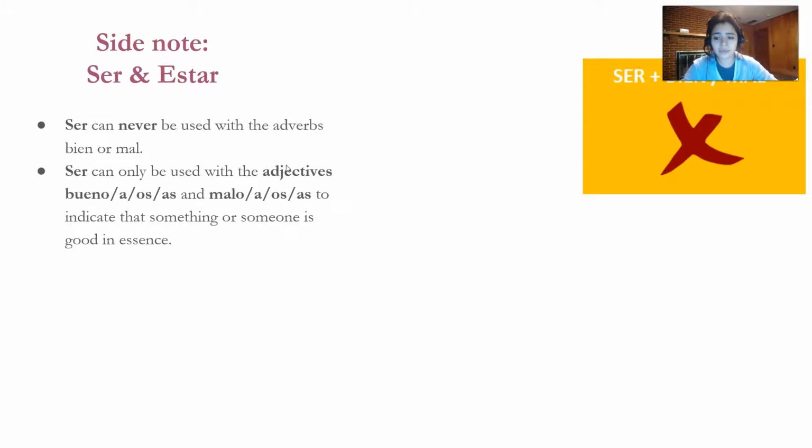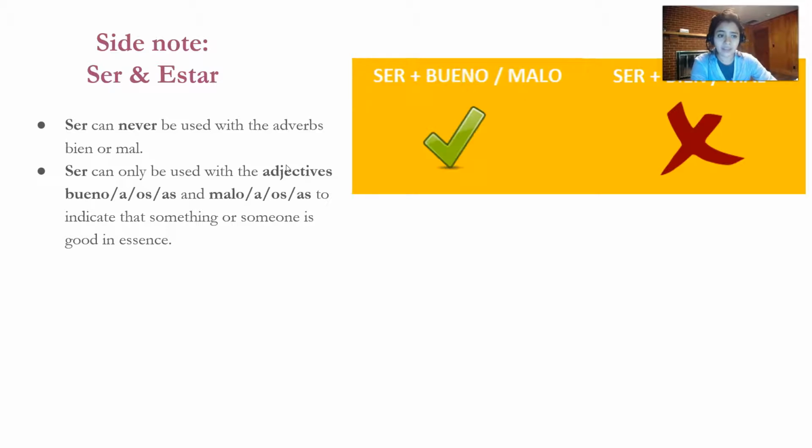Ser can only be used with the adjectives bueno, buena, buenos, buenas, and malo, mala, malos, malas to indicate that something or someone is good in essence. So if you're saying, I'm a good person, you're going to say, soy bueno, or soy buena persona. If you're a bad person, you can say, soy malo, or soy una mala persona.